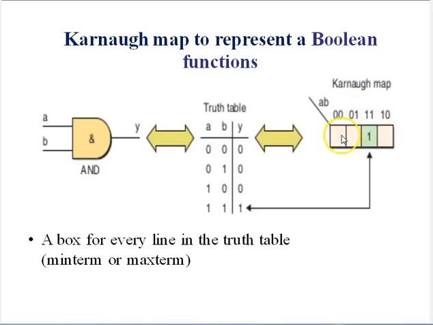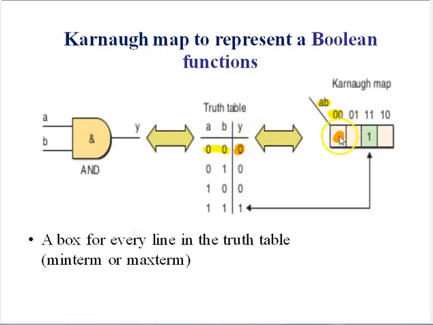A Karnaugh map has 4 cells. A 2 variable Karnaugh map has 4 cells, 1 cell for every line in the truth table. When A and B, which are our input variables, are both 0, AB here, we have 0, 0. This cell represents our output Y when A and B are 0. Well, output Y is 0 when A and B are both 0.